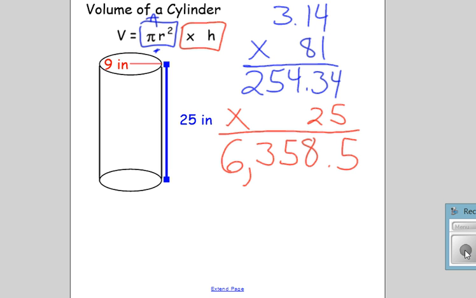In the end, I want to make sure it's a volume. So here's my number, 6,358.5. But now I need a label. We took a radius and we squared it, so that gives us inches squared. But then we multiplied by another inch to get cubed inches. So we have to remember that volume is cubic inches, or inches cubed.